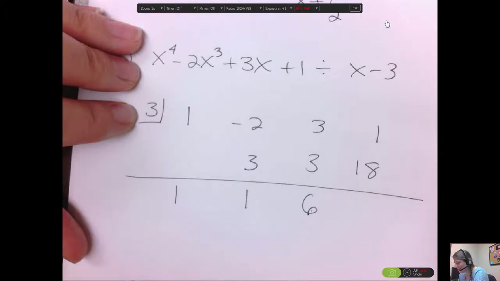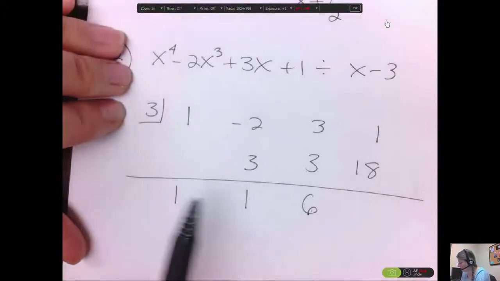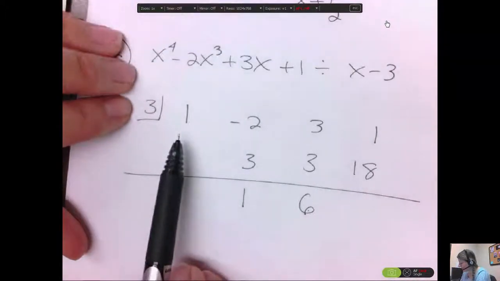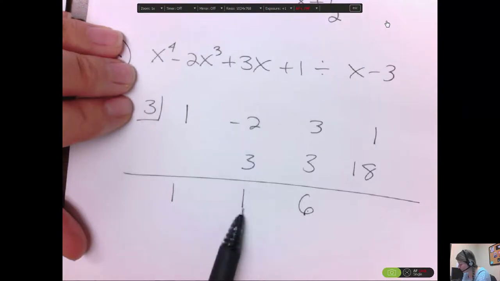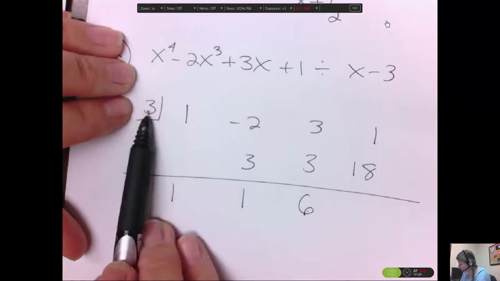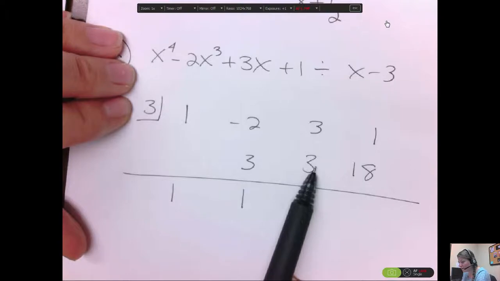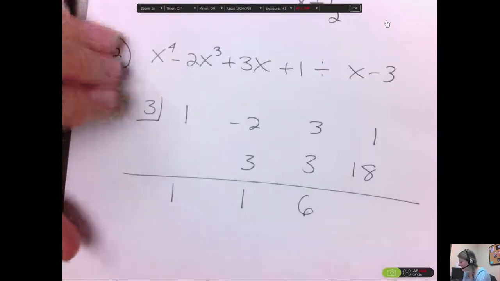Did I mess that up? I think I did. Hold on. I think I just messed up on my example. 3 times 1 is 3. 1 times 3 is 3. Ah, I see where my mistake is.